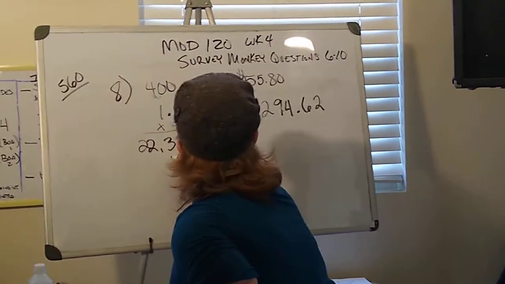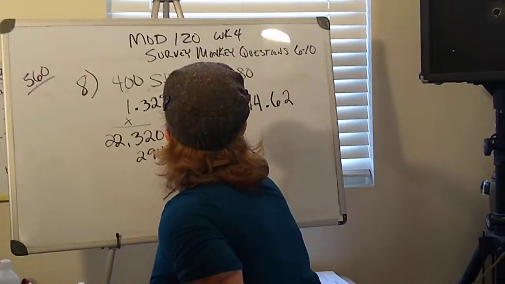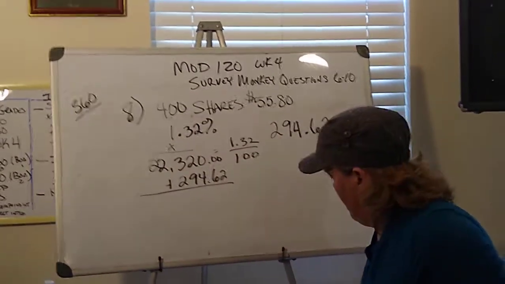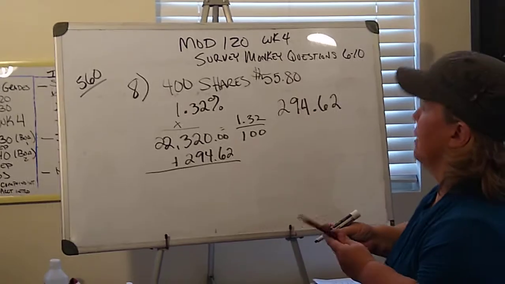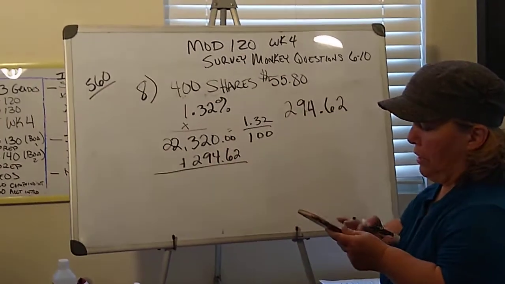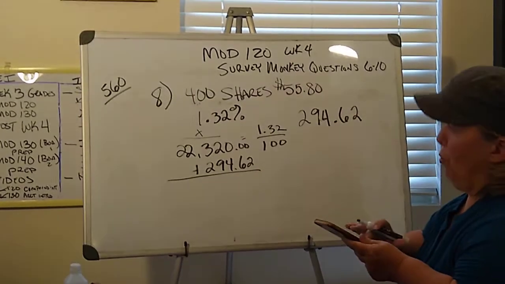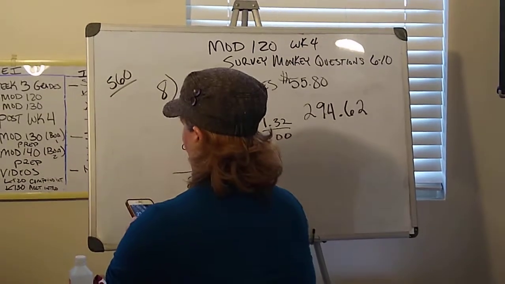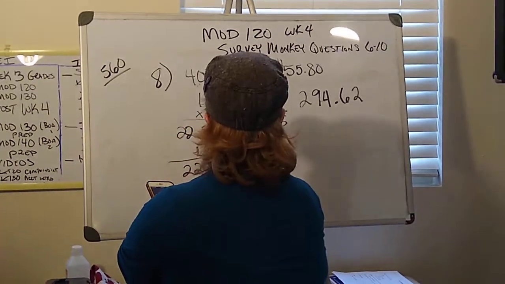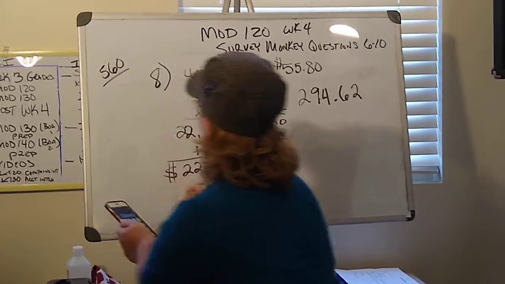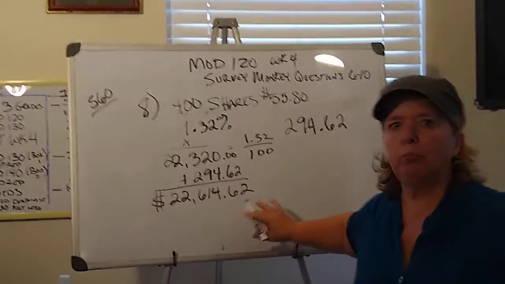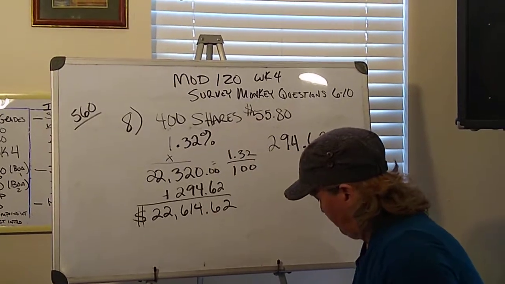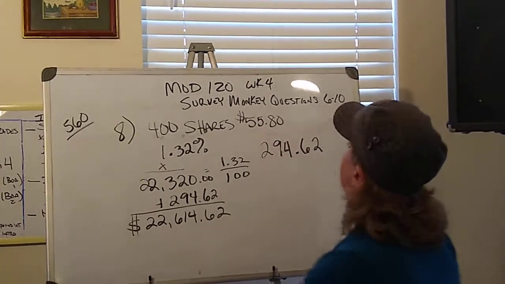So then what do we do? Well, if you said that we add 294.62, you are correct. Okay? So now we need to add 22,320 plus 294.62 equals. So the total cost is going to be $22,614.62. That's with the cost of the shares plus the commission. Okay? All right. That was number 8. Moving on.